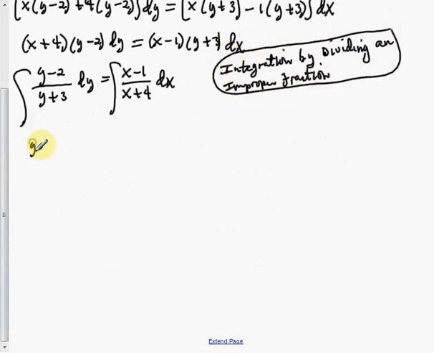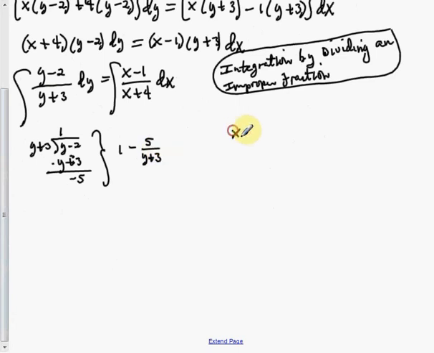So we have y plus 3 divided into y minus 2. So y goes into y one time. 1 times y is y. 1 times 3 is plus 3. We draw a line, subtract. So we get negative 5. So that gives us 1 minus 5 over y plus 3. So that's the first one.